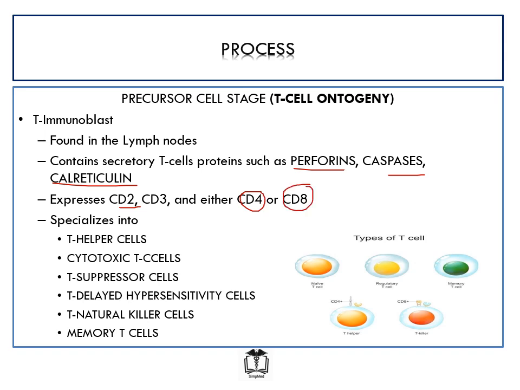Latent immunoblasts will further differentiate to become either of the following T cells, which are the mature cells. So they could either form the T helper cells, which is largely a CD4 cell, the cytotoxic T cell, which is largely a CD8 cell, and then other subtypes of T cells. We have the T suppressor cells, the T delayed hypersensitivity cells, the T natural killer cells, and the memory T cells.